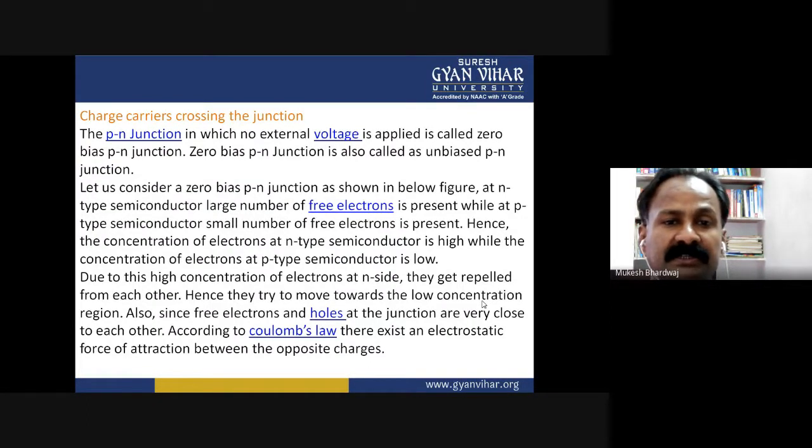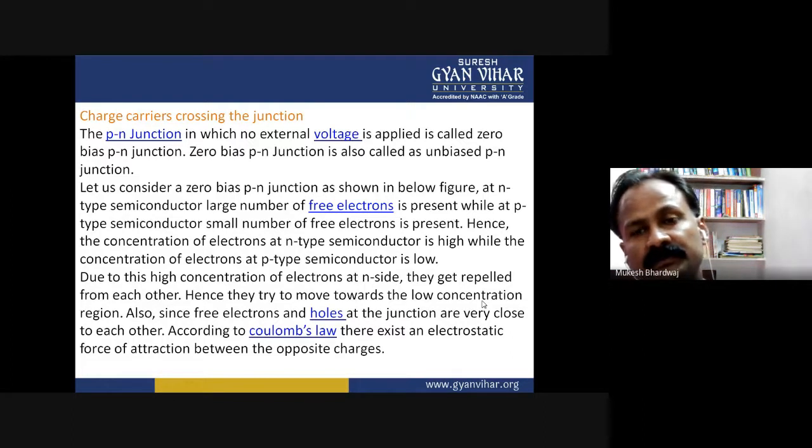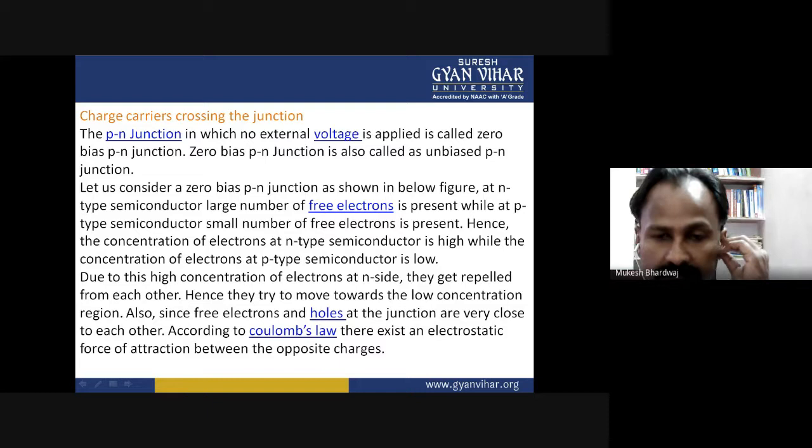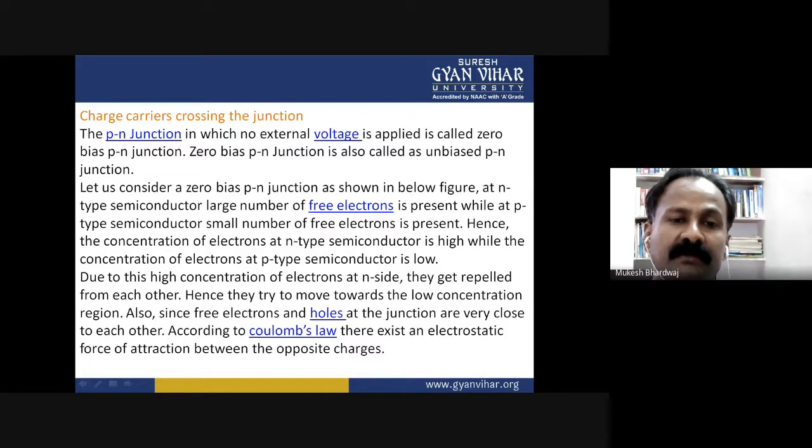The PN junction in which no external voltage is applied is called a zero bias PN junction. First of all, this is the meaning of zero bias PN junction. That is, an unbiased PN junction is known as a zero bias PN junction. Zero bias PN junction is also called an unbiased PN junction. Let us consider a zero bias PN junction as shown in the figure below.